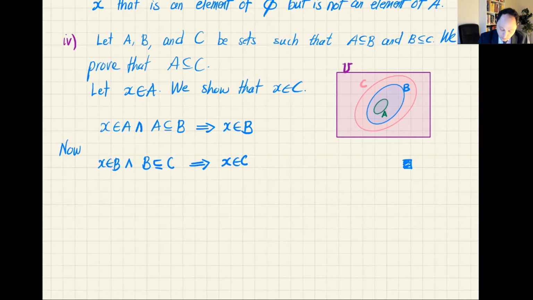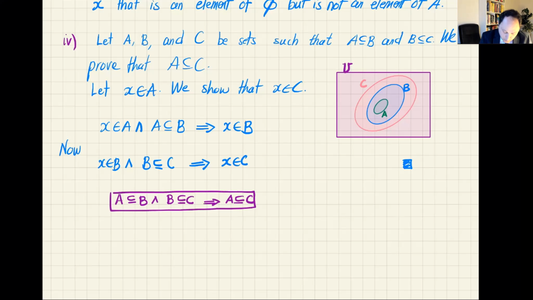If you want to write it using the rules, you can write it in this way. If I have A is a subset of B and B is a subset of C, then you can conclude that A is a subset of C. So let me put this in a box. And I know that I had already done this for you.